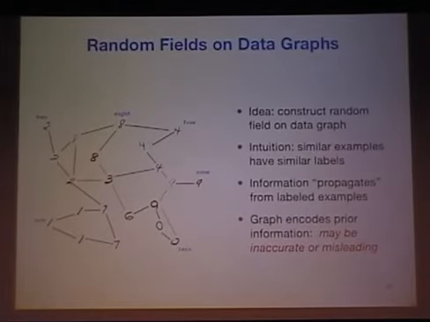So the idea is that you construct this graph. You can think of it as a random field. It encodes this intuition that similar instances in the graph should have similar labels. That is, the target function should vary smoothly. But this could be misleading. If the similarity function you use to construct the graph were incompatible with the classification task, this could actually hurt you.